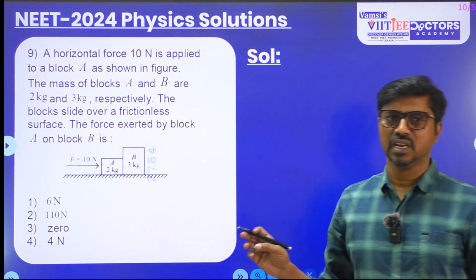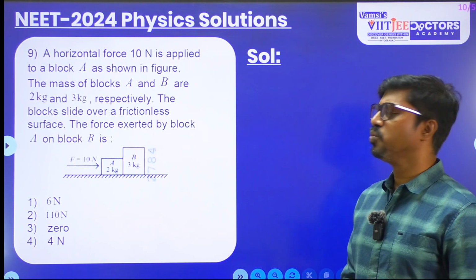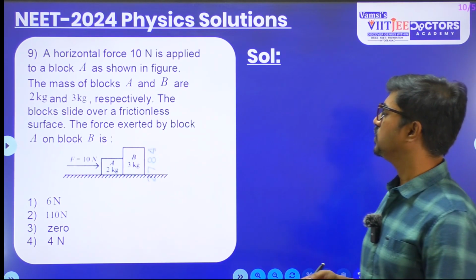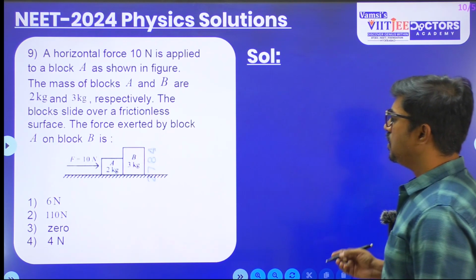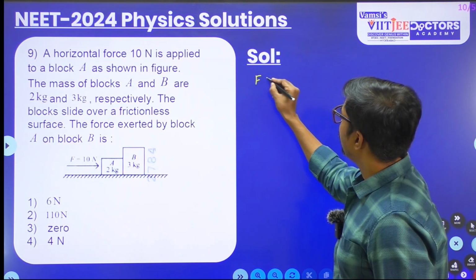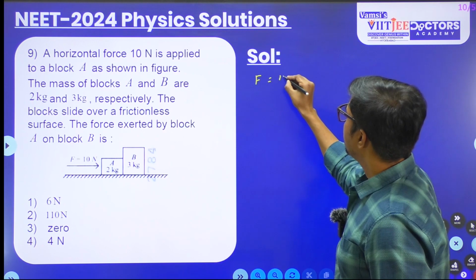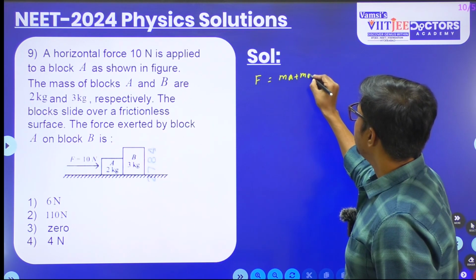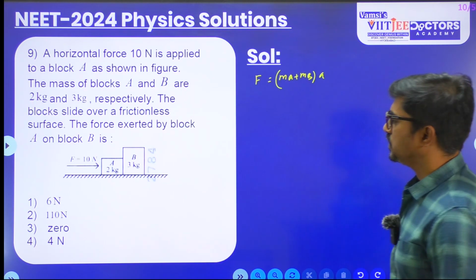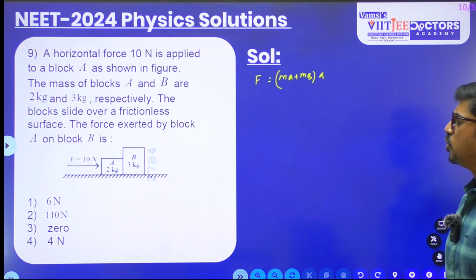This is one question, of course, it's not directly from PYQ, but similar to PYQ. This kind of question was there. So how do you solve it? You know that the entire F force is moving A and B together with common acceleration. That is Newton's law, writing for both.